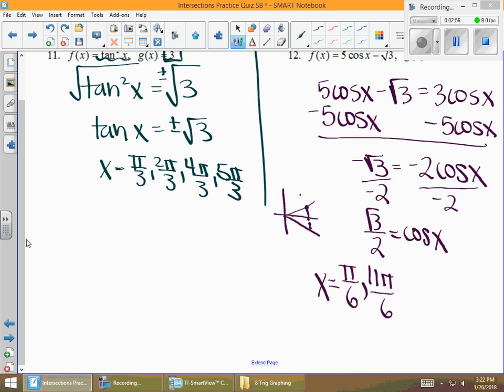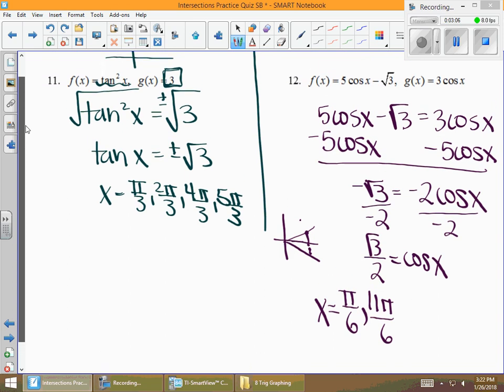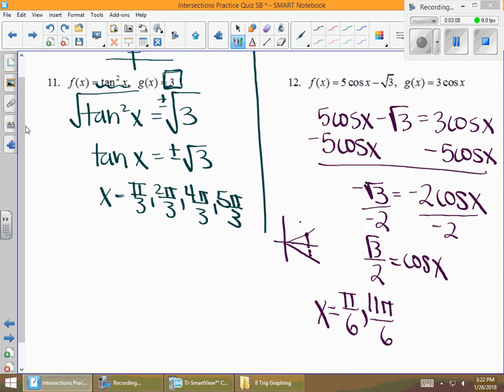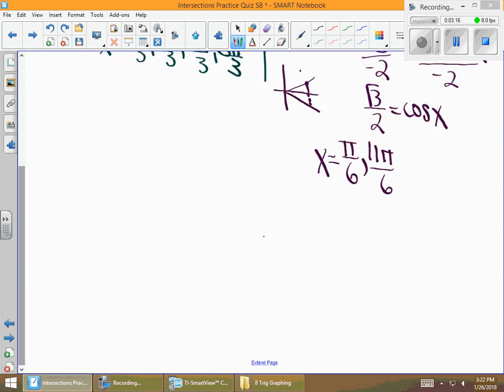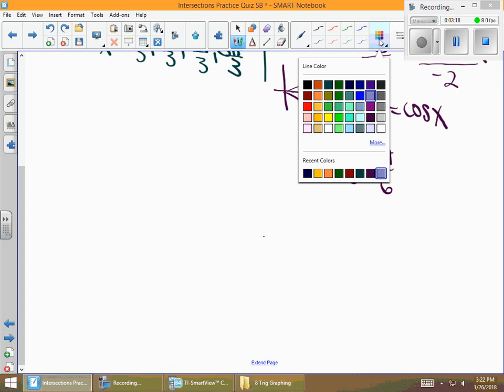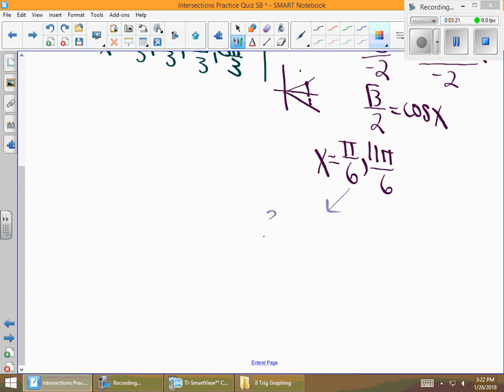You could graph this in your calculator to find the values where these two cosine graphs meet up. The other thing that you can do is plug in. I'm going to plug into 3 cosine of x just because it is going to be a little less work. So 3 cosine of x, I'm going to plug in both my values. 3 cosine of pi over 6 and 3 cosine of 11 pi over 6.